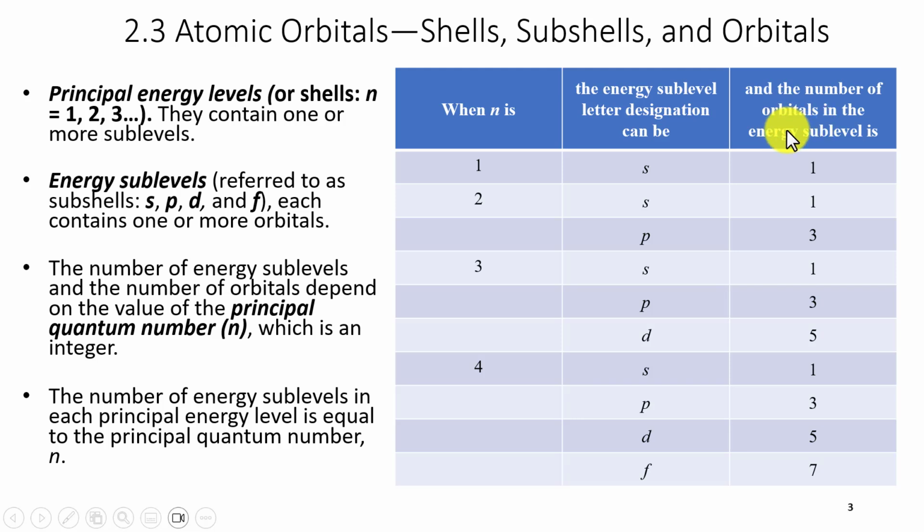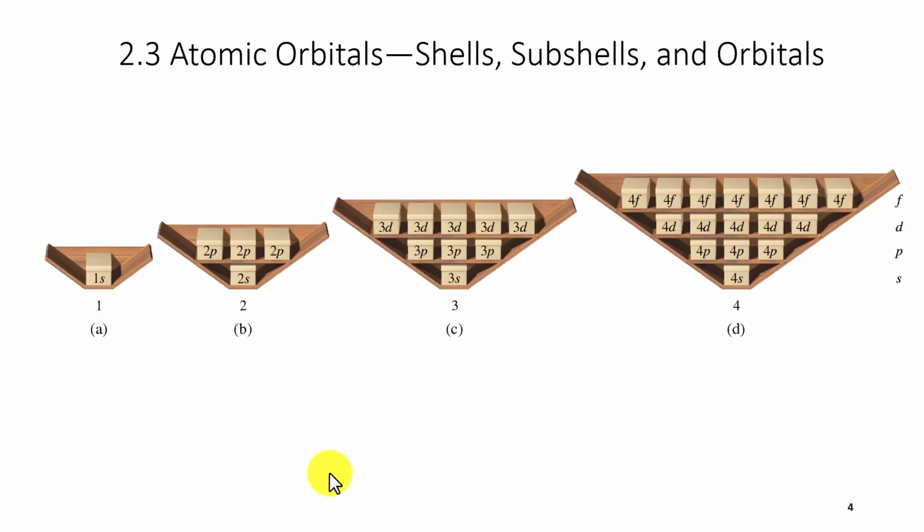Note also that the number of orbitals is always odd. So it starts with 1, 3, 5, and 7. S will always be 1 orbital, P will always be 3, D will always have 5, and F will always have 7. Now let's look at it pictorially, just to give you more of a visual idea of what these shells and subshells and orbitals stand for.